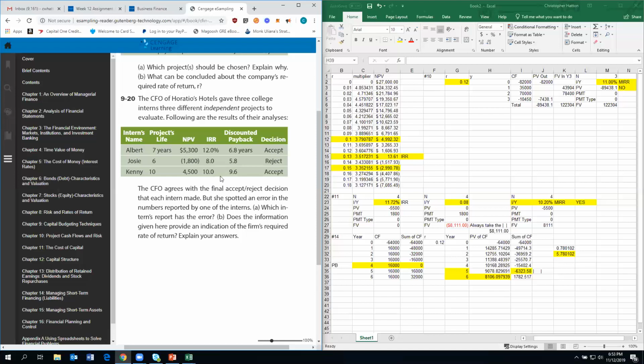That's how you work through these things conceptually, but always know that if net present value is negative, the payback period is always going to be bigger than the project's life.